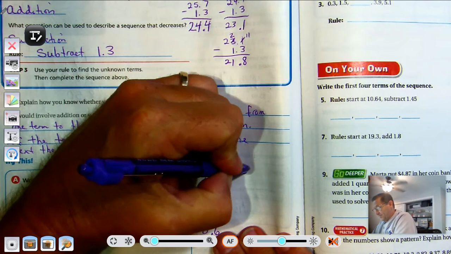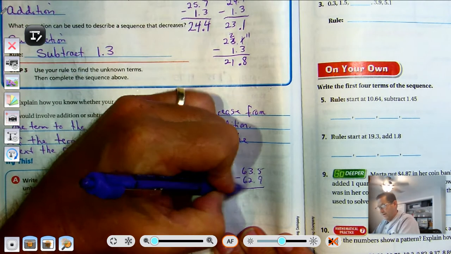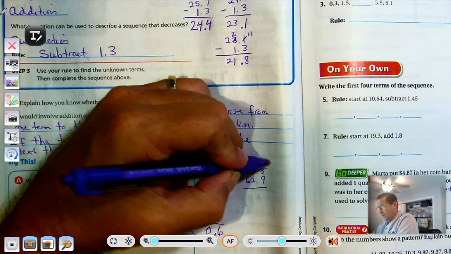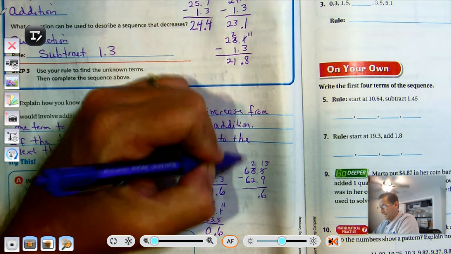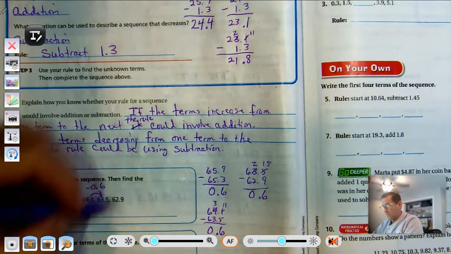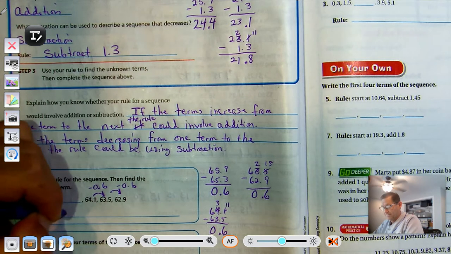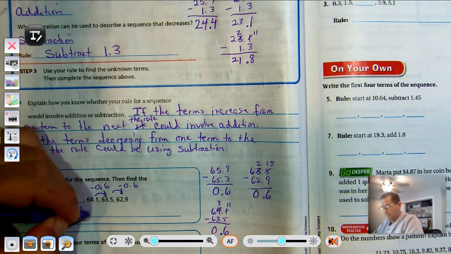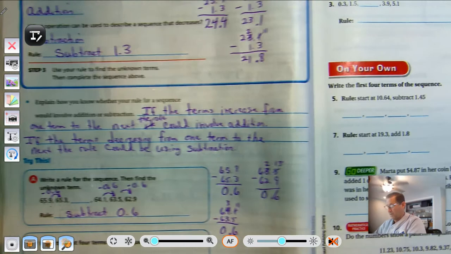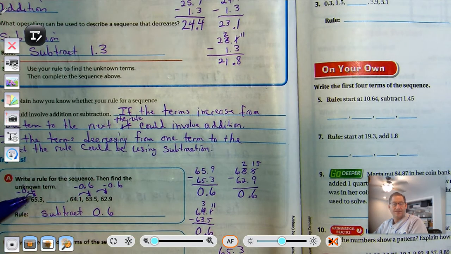And 63.5 take away 62.9. I can't take 9 from 5, so let's regroup. 15 take away 9, that's 6. Place the decimal, and 62 take away 62 is 0. So they're all decreasing by 0.6. So the rule is subtract 6 tenths. So what is 65 and 3 tenths?